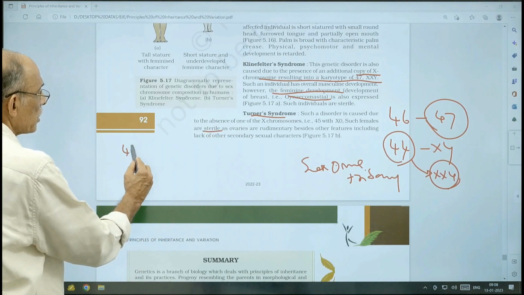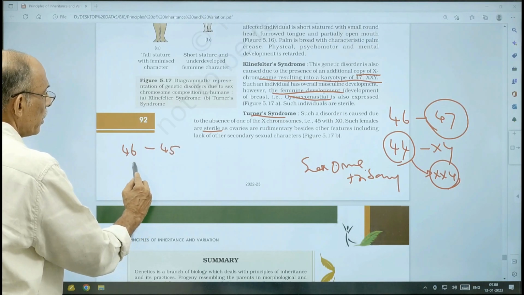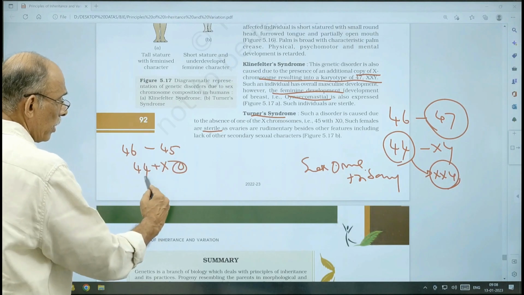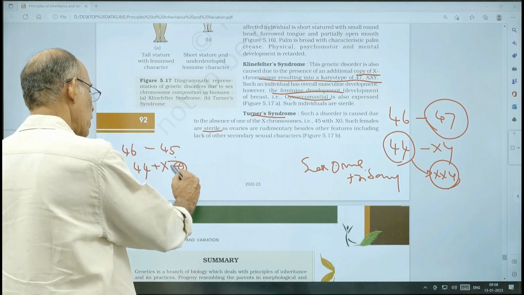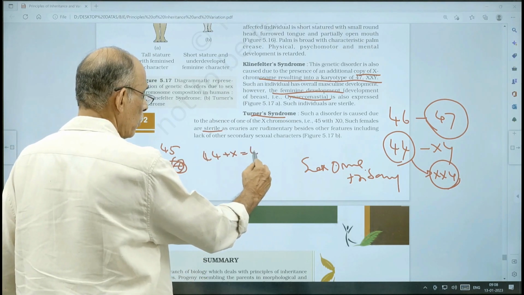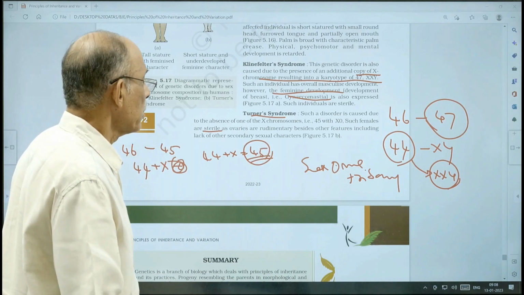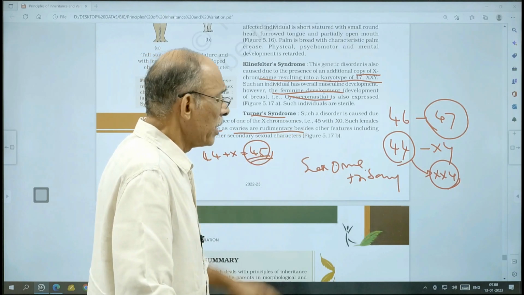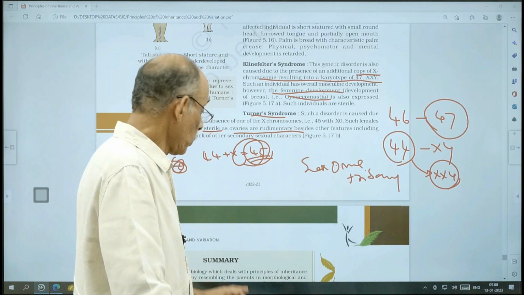instead of 46 chromosomes, they have only 45 chromosomes. For example, the individuals have 44 plus X, and the second X chromosome is not represented, so we can put it as 0. So they have only 44 plus 1 X chromosome, that is only 45 chromosomes. Such individuals show Turner syndrome, the females, and their ovaries are rudimentary. This can be called the sex chromosome monosomy condition.